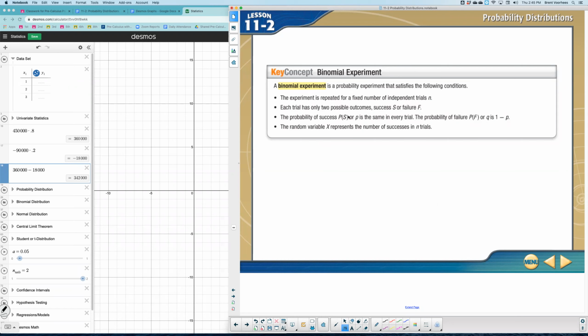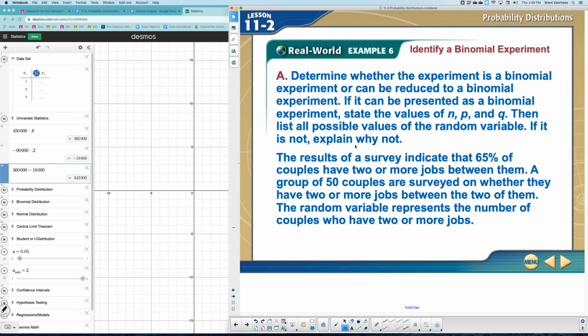And so it's kind of like gambling. Like you either win or you lose. And you can only play a certain number of times. You can't play 3.5 times. You either play 3 times or 4 times. The probability of a success is the same in every trial for it to be binomial, like flipping a coin. It's going to be the same probability every time. There's going to be a probability of failure, which would just be 1 minus the probability of success. The random variable x would represent the number of trials.